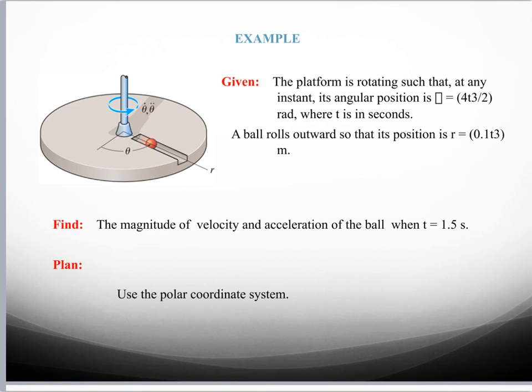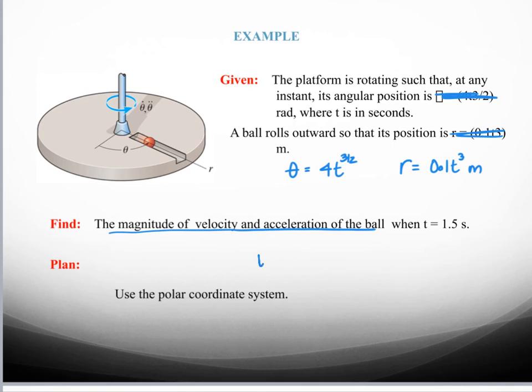And then finally, this problem is a little bit different. So we can see that, again, our font is not working well. So here, let's just write down what we know. Basically, we're told that the angle theta is given to us as a function of time. It's 4t to the 3/2. And the radius position is given as 0.1 t cubed, and that's expressed in meters. And you're asked to find the velocity and the acceleration of the ball when t equals 1.5 seconds.